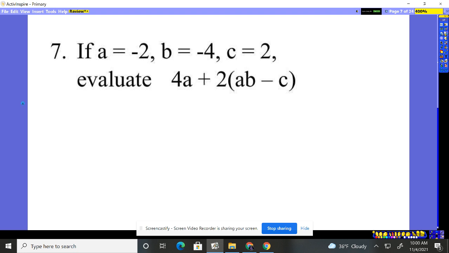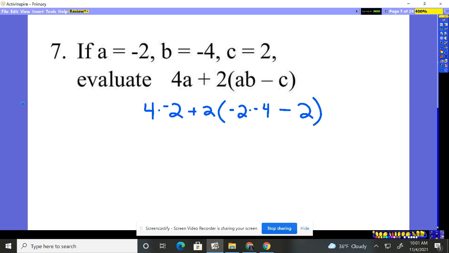Number 7. A is negative 2, B is negative 4, C is 2. Evaluate 4 times A plus 2 times the quantity A times B minus C. Okay, no big deal. We just plug in there. 4 times A, A is negative 2, plus 2 times A times B, negative 2 times negative 4, take away C, which is 2.